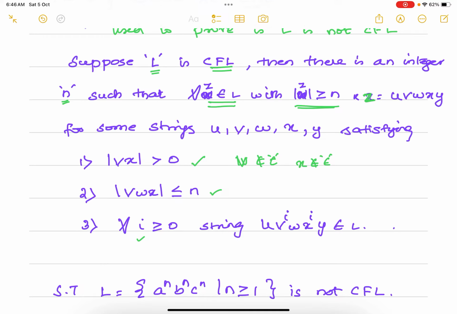if you construct the string U V power i W X power i Y, then it should belong to L. Only then is L a context-free language. So U, V pumped i times, W, X pumped i times, Y should belong to L. If that is the case, only then we say L is a context-free language. So they have defined a set of rules for how a context-free language should be.